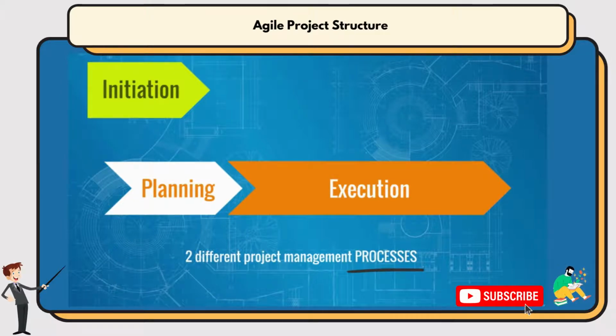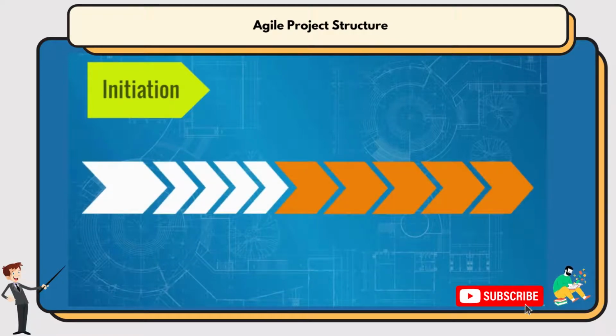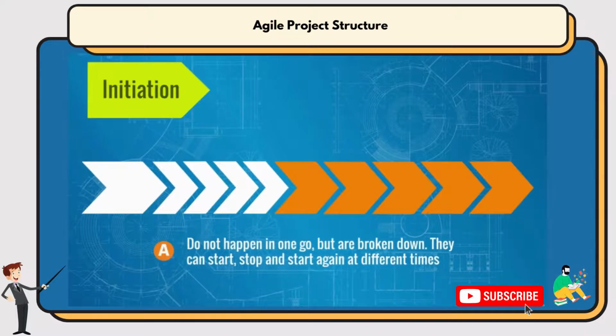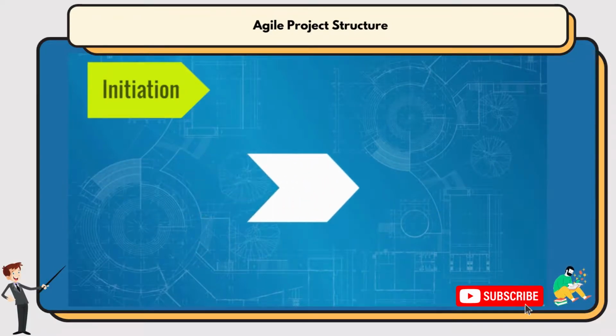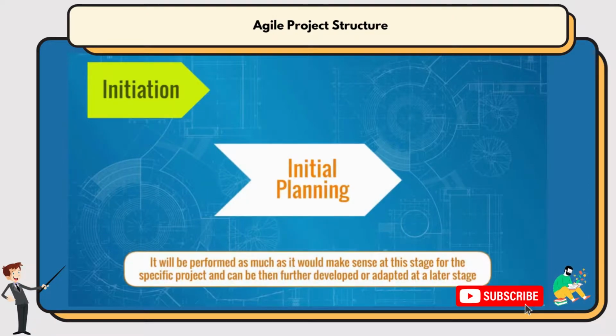Okay, back to the life cycle. You can see how this is illustrated for Agile. Note how these two processes, A, do not happen in one go but are broken down. They can start, stop and start again at different times. And B, are not strictly sequenced as in Waterfall, as we understood from the last lesson. As a result, we can see that at the beginning, planning will be performed to a certain extent. It will be performed as much as it would make sense at this stage for the specific project and can be then further developed or adapted at a later stage.